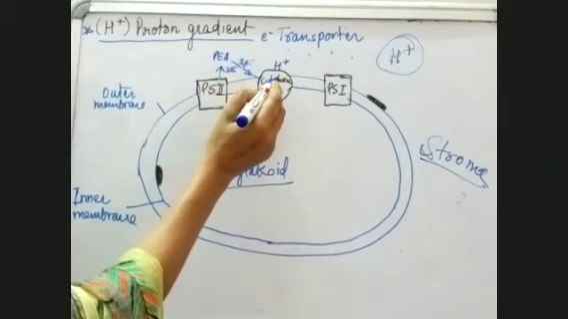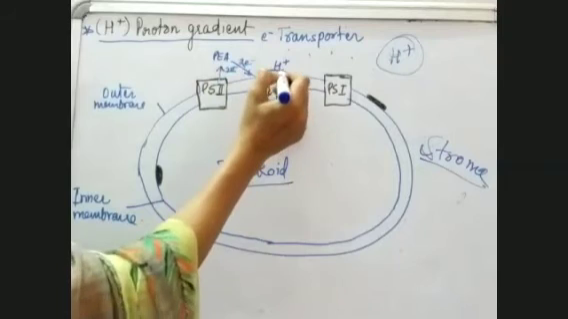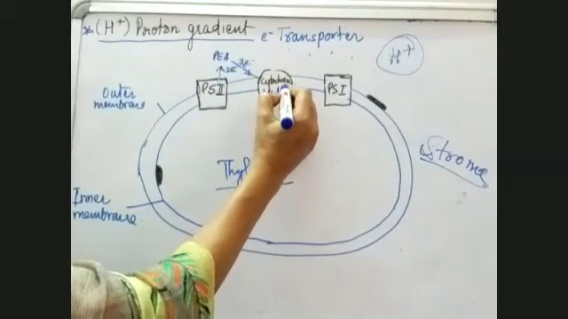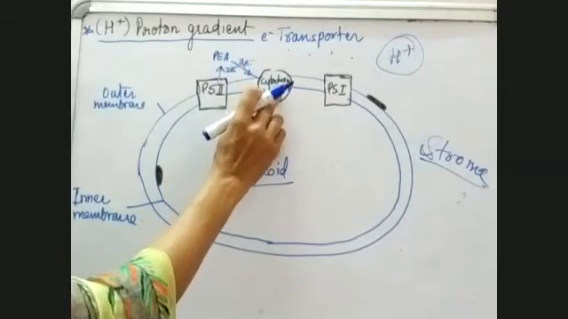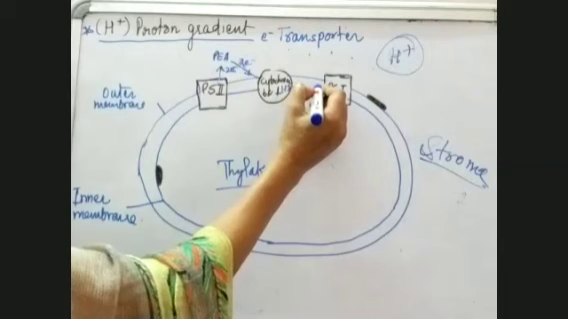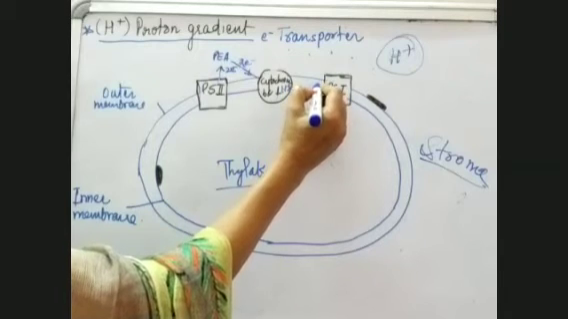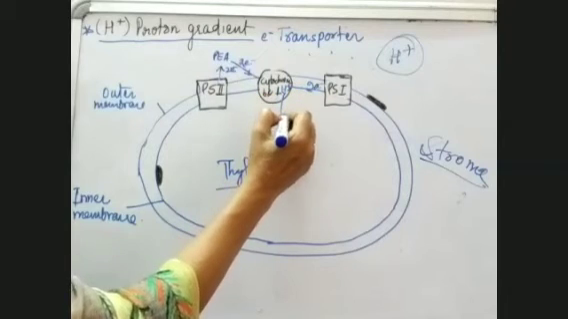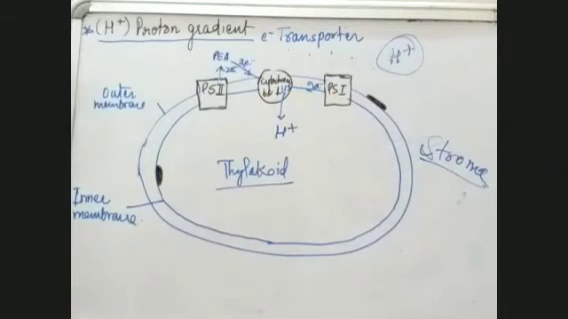This will accept an electron, and then this acceptor, which has taken the hydrogen, the proton, accepts this electron, and then this pair of electrons is transferred to the PS1 system, and this proton goes into the lumen of the thylakoid. The proton goes into the lumen of the thylakoid, whereas the pair of electrons is transported to the PS1 system.